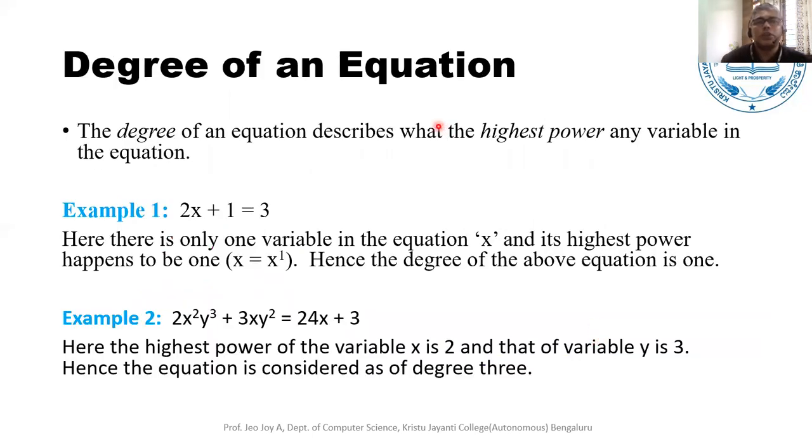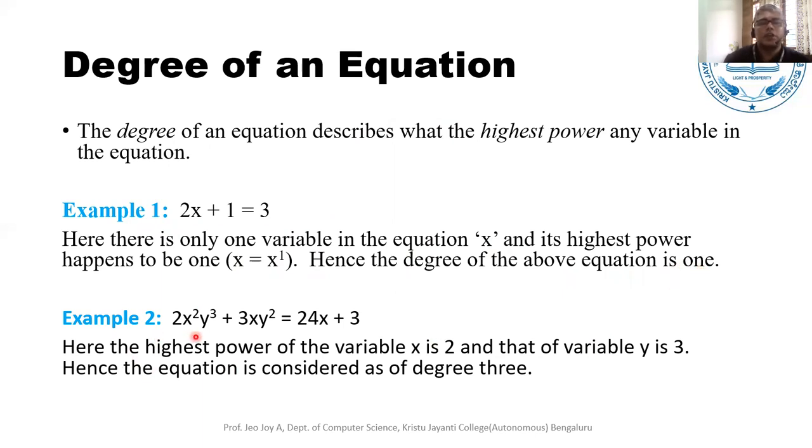Now coming to the term degree of an equation. So degree of an equation describes the highest power of any variable in the equation. So in the first example here, the expression is like 2 into x plus 1 is equal to 3, where the variable is x and its highest power happens to be 1. X is nothing but x to the power of 1. Hence, the degree of the above equation can be considered as 1. It's a first degree equation.